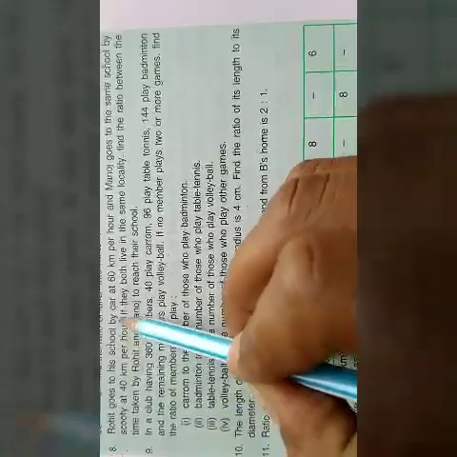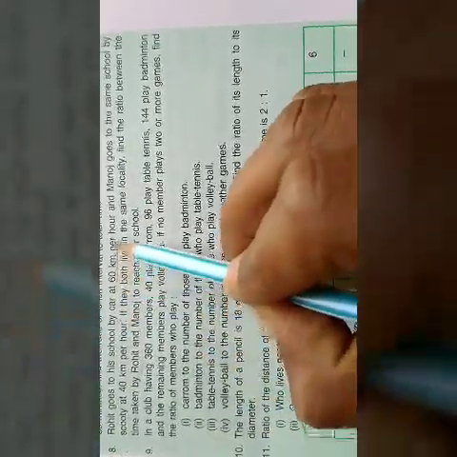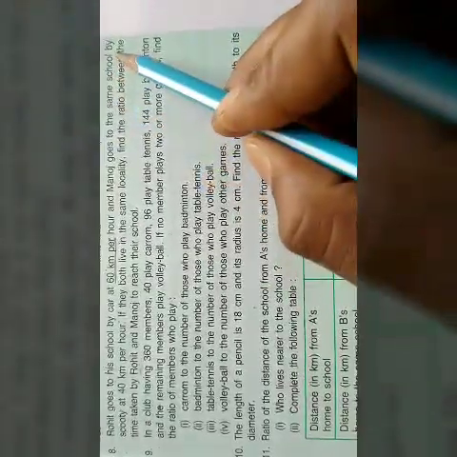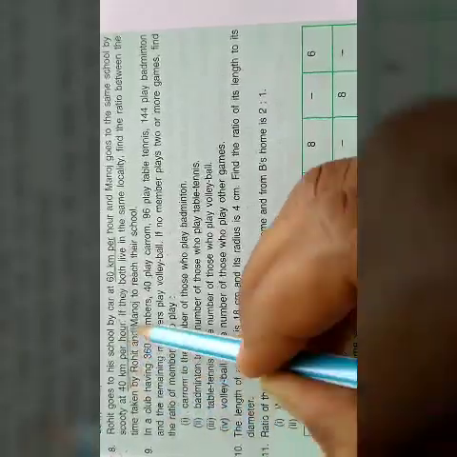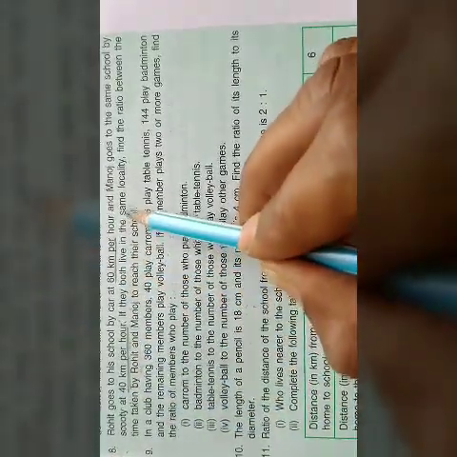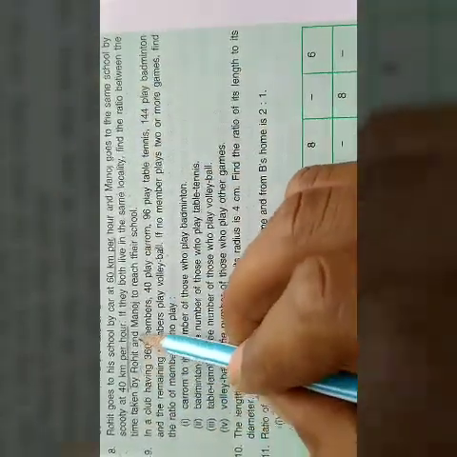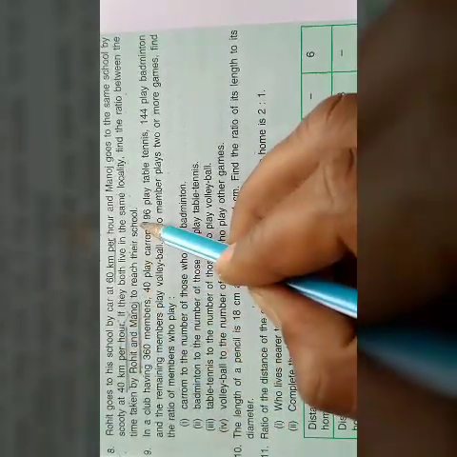Students of class 6th, exercise 11B, question 8. Rohit goes to his school by car at 60 kmph and Manoj goes to the same school by scooty at 40 kmph. If both live in the same locality, find out the ratio between the time taken by Rohit and Manoj. Means we have to find out the ratio between Rohit and Manoj to reach their school.